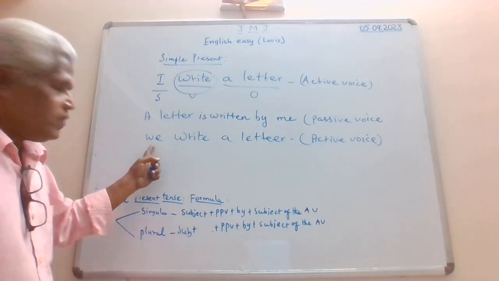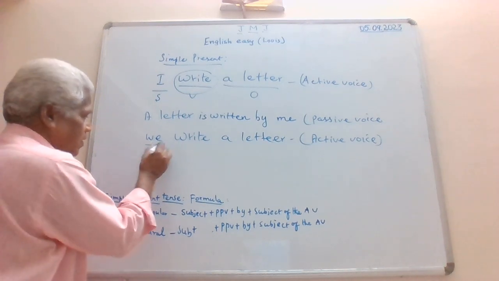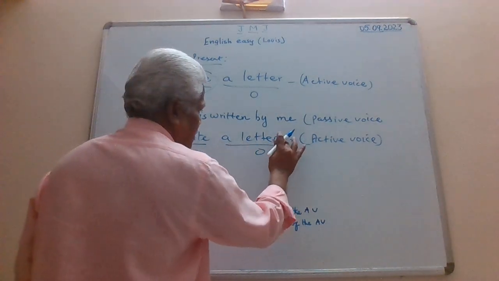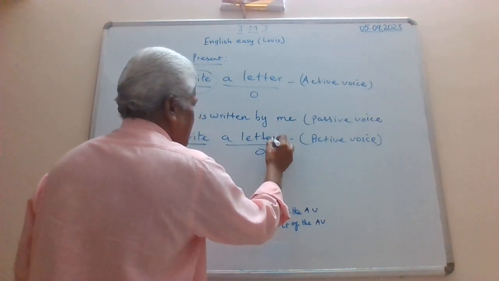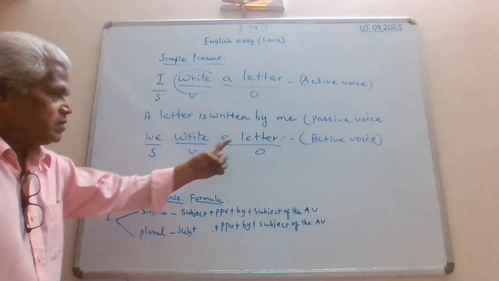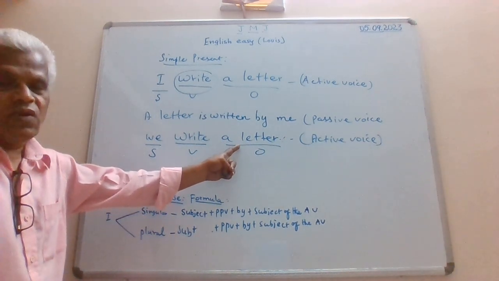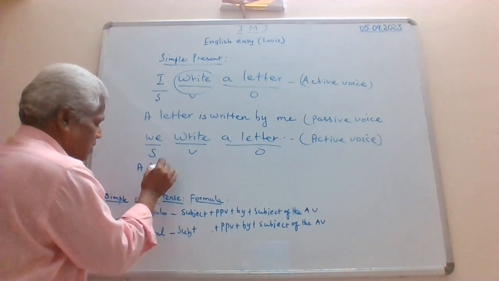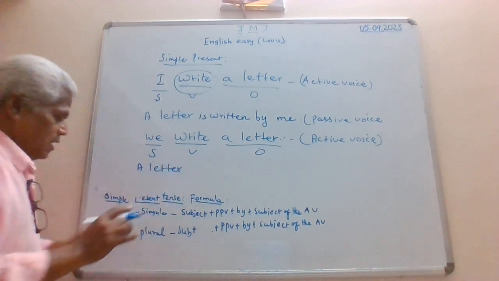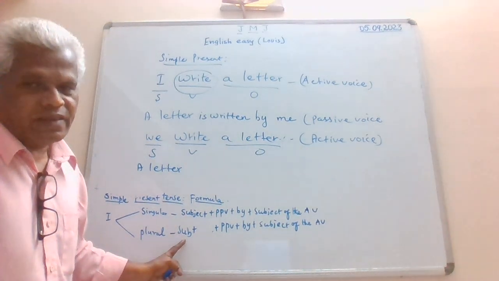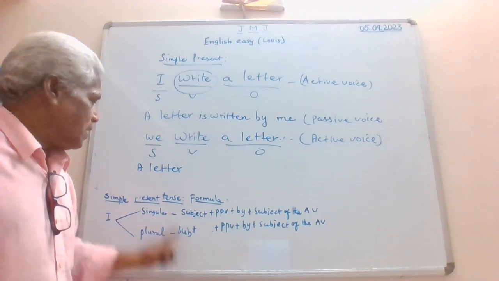Okay, now, so we is our subject here. Write is our verb, letter is our object. Now how are we going to change now? Change. Object of the active voice becomes the subject of the passive voice. Here letter. And that is your subject there.